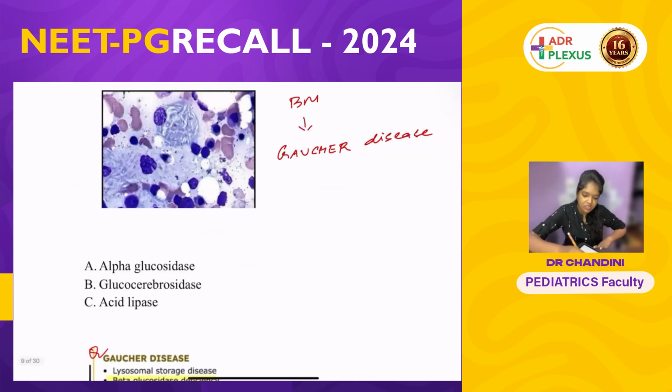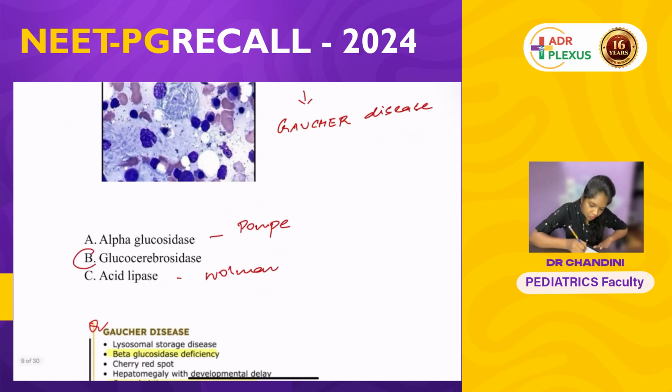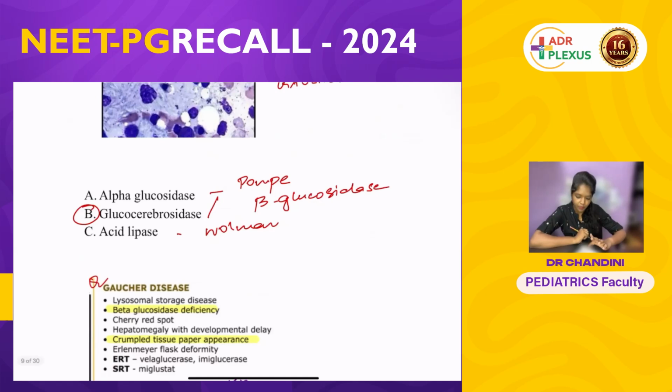So Gaucher's disease is due to deficiency of what? Is it alpha glucosidase, glucocerebrosidase, or acid lipase? Alpha glucosidase is actually Pompe disease. Acid lipase is Wolman disease. So what is the answer? Glucocerebrosidase or beta glucosidase, both are seen. So Gaucher, beta glucosidase, is the answer for that question.